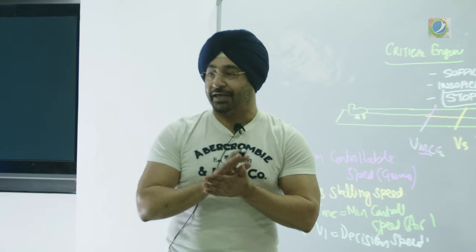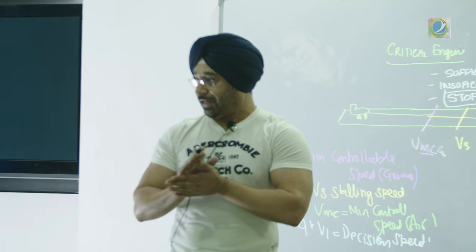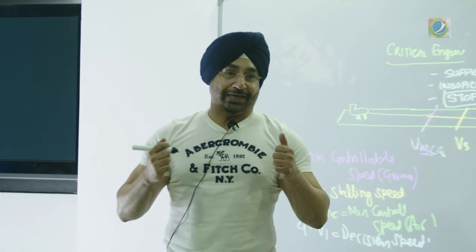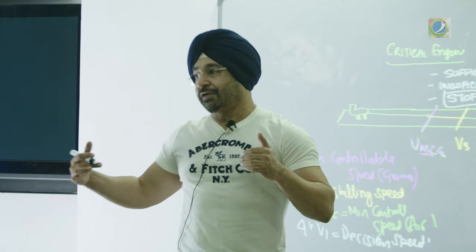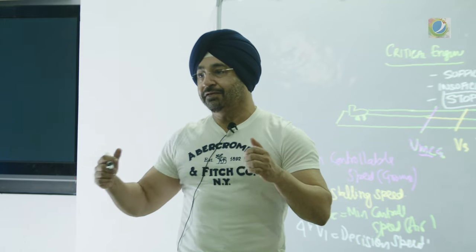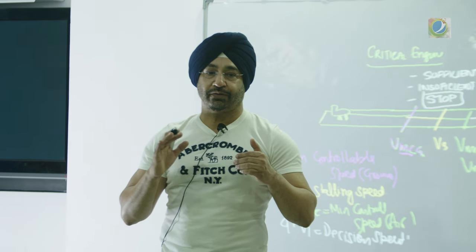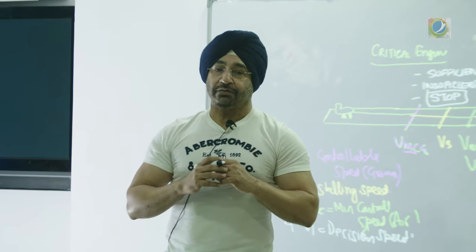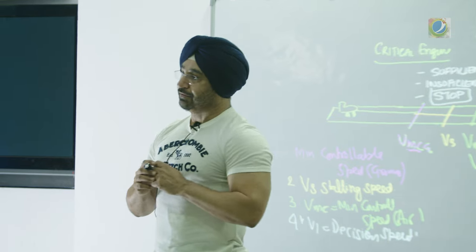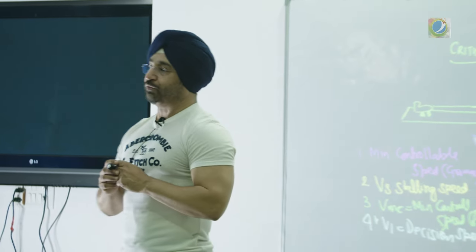This is the speed at which you, as a pilot, commence the action of pulling the control column back, which gives elevator movement for the nose to rotate. That is called VR, V rotation. Normally you will find V1 in most of the aircraft is equal to VR.